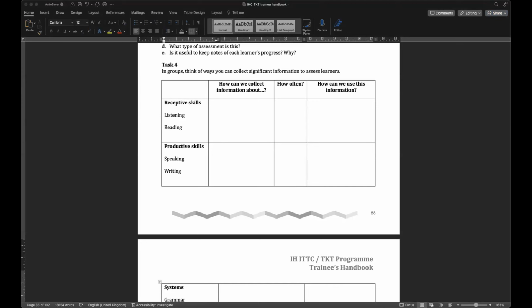Tell me, tell me. I am thinking. Maybe with listening and reading, it could be like with vocabulary, like we saw that we teach vocabulary about something. But it is an assessment. How can you assess the listening and the reading? Okay, okay.